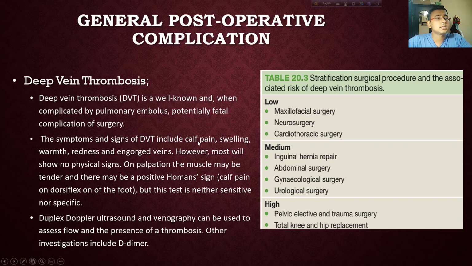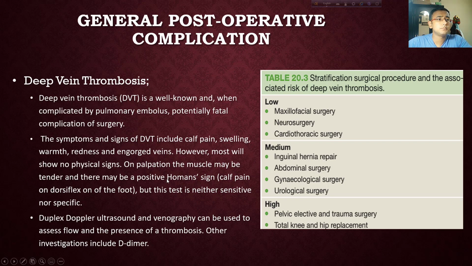Some patients will complain of calf pain, swelling, warmth, redness and engorged veins. However, most will show no physical sign. On palpation the muscles may be tender, and there may be a positive Homan sign, that is calf pain. Homan sign is an important sign in vascular surgery. Sometimes Homan's operation is done.